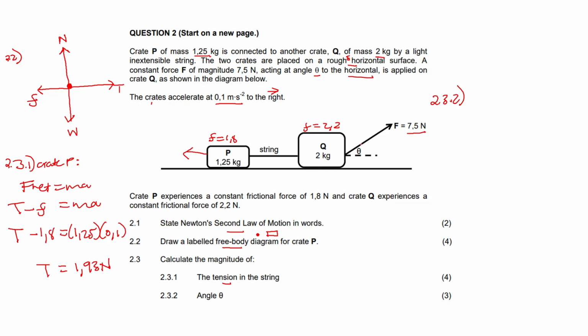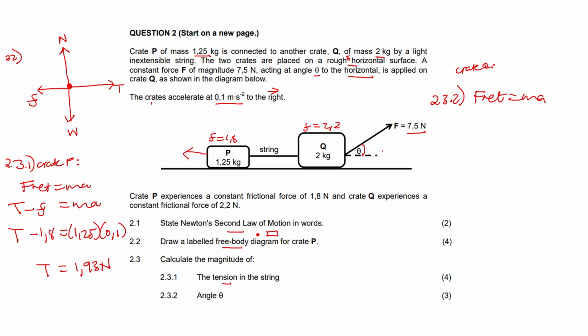Okay, let's look at 2.3.2, the angle theta. So there's the angle. So now we're going to look at crate Q. I'm just going to write just so you can see what I'm talking about. So we're looking now at crate Q. So we're going to start with F net equals ma again, just so you know you can get a mark there. All right. So we want theta. So we again can look at all the horizontal forces acting on Q. What are all the horizontal forces acting on Q? It's definitely tension. But what is the biggest force? It's going to be the constant force F here.